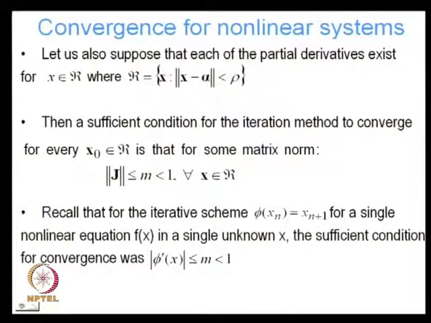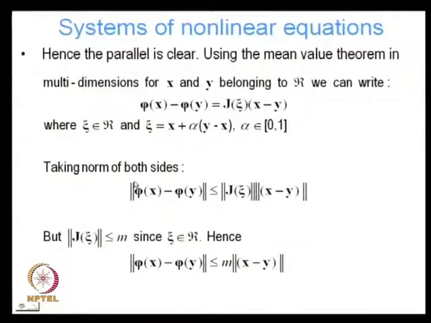Let us recall that for the iterative scheme with a one dimensional nonlinear equation in a single unknown, the sufficient condition for convergence was that the magnitude of phi prime of x is less than m, which is less than 1. So, this is just a generalization. Instead of a modulus, I now have a matrix norm, and this matrix norm must be less than 1. Hence, the parallel is clear.